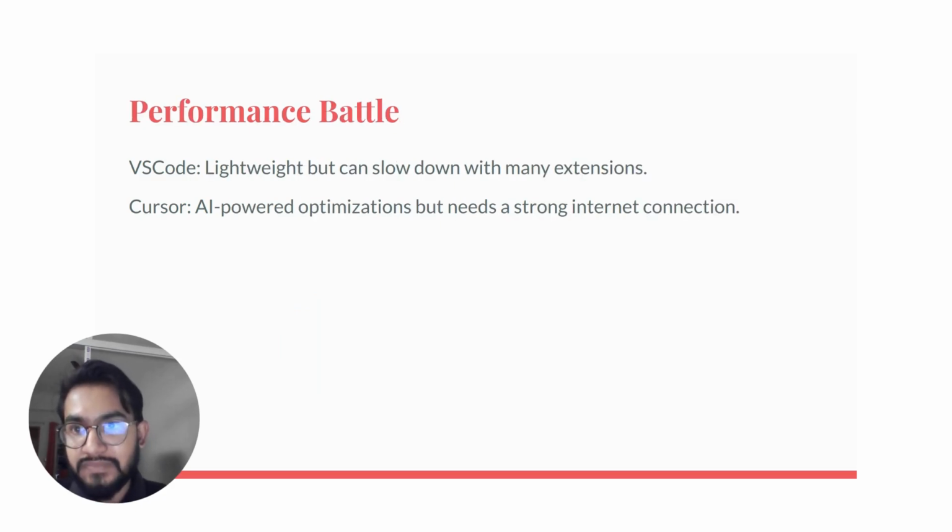And the second thing is the performance battle. VS Code is lightweight but can slow down with many extensions. But Cursor has AI-powered optimization but needs a strong internet connection. But when you have a strong internet connection, it just works like a bomb.